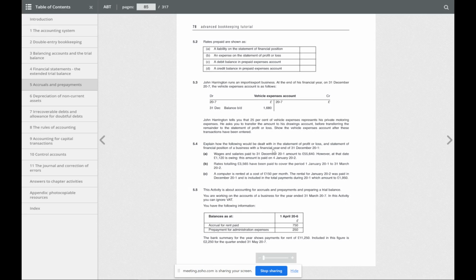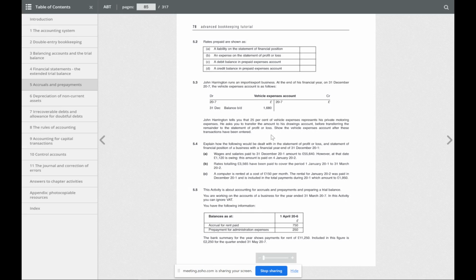For the financial position, should we add or deduct? We will deduct because we haven't paid; we are going to pay it next year. The figures we paid before 31st December, 55,640, came from the bank. So wages debit, bank credit. But we didn't pay 1,120 on 31st December.